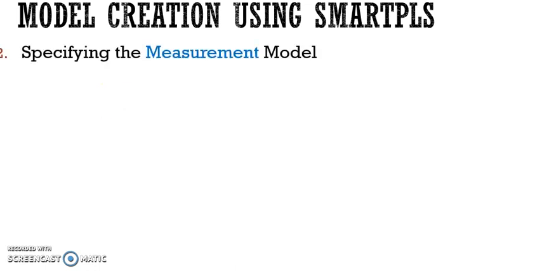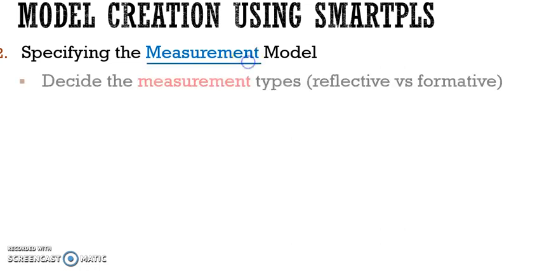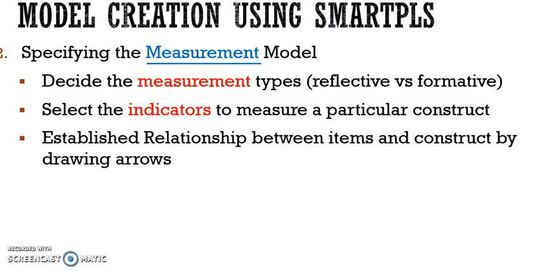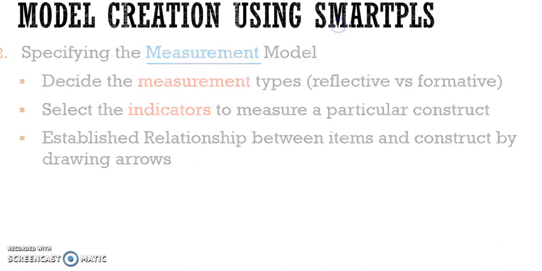Now we come to the model creation using SmartPLS. The first step is specifying the structural model. Now number 2 is specifying the measurement models. There are steps to specifying the measurement model. Number 1, decide the measurement type, whether you want to use reflective or formative indicators. Number 2, select the indicators to measure a particular construct. Number 3, establish the relationship between item and construct by drawing arrows.